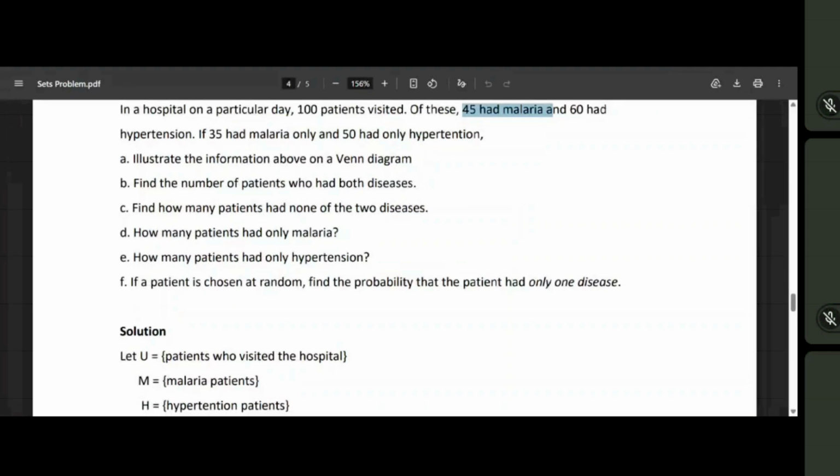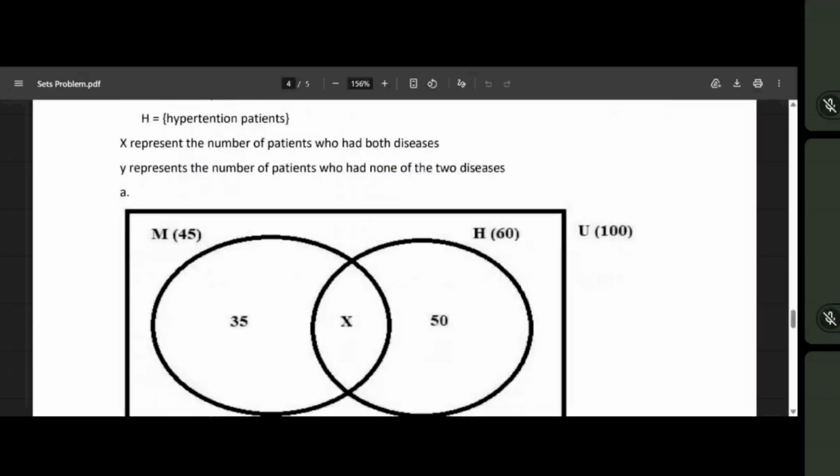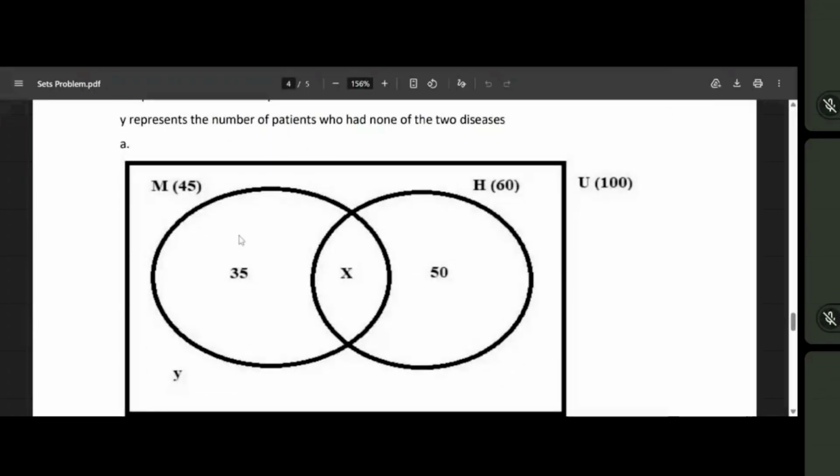If 35 had malaria only and 50 had hypertension only, so see where they put the 35. If you are here, you belong only to M, that's malaria. You belong only to M. If you are here, you belong only to H, that's hypertension only. But if you are at where the X is, you belong to both M and at the same time H, because the two rings cover you.